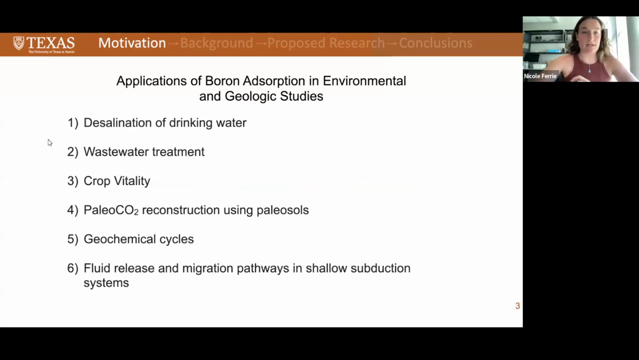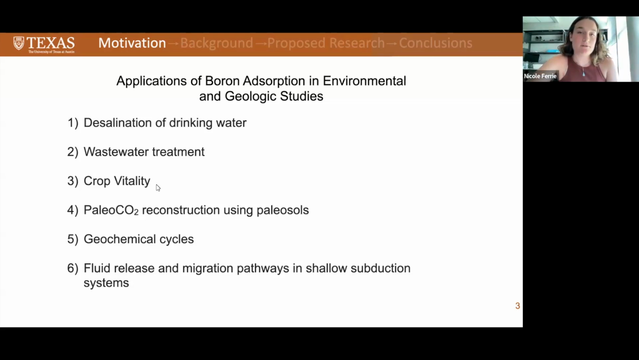Another useful application of boron adsorption onto clay minerals is wastewater treatment. Boron is a byproduct of a lot of industrial systems, and the wastewater needs to be treated and boron removed before the wastewater can be released back into the natural environment, which is again where boron adsorption onto clay minerals can be helpful to remove this boron from the wastewater.